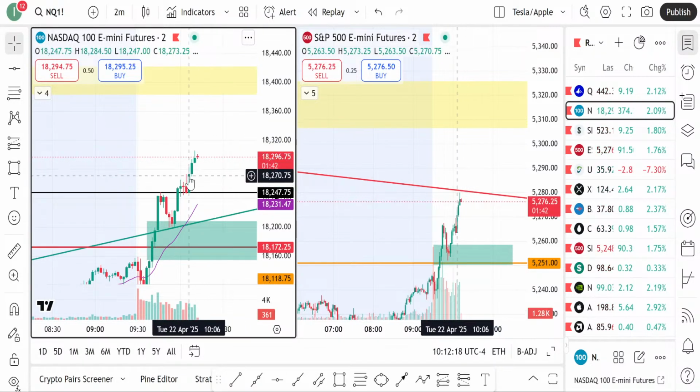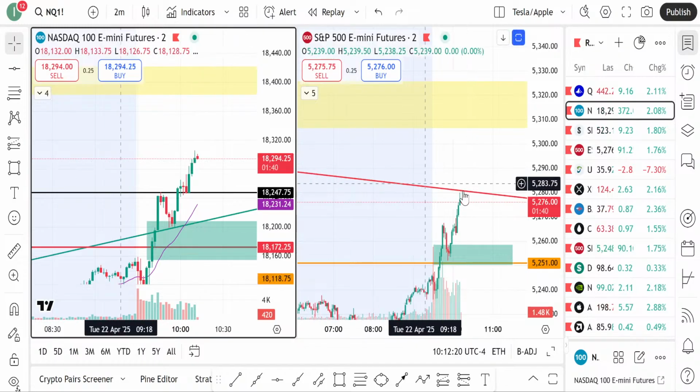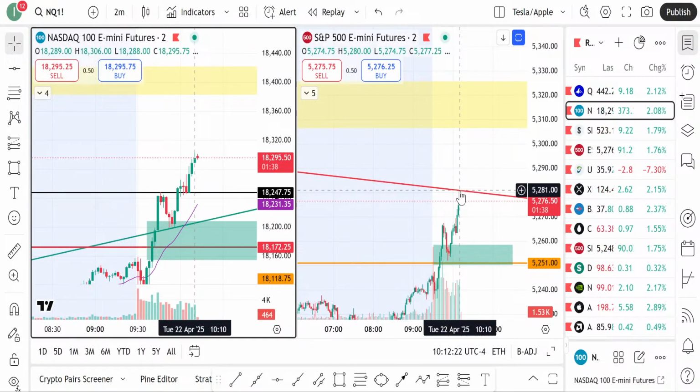All right, we've seen buyers get a little weaker here. Like I said, as we reach this resistance zone on the S&P 500, we might see weakness on the Nasdaq. So do what you will with that information. I know, like I said, I'll probably take one off.